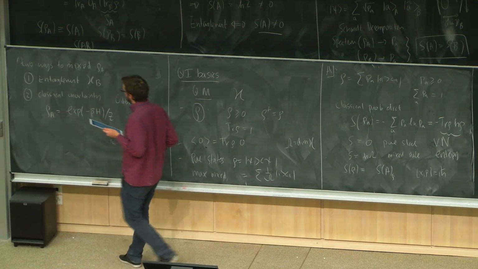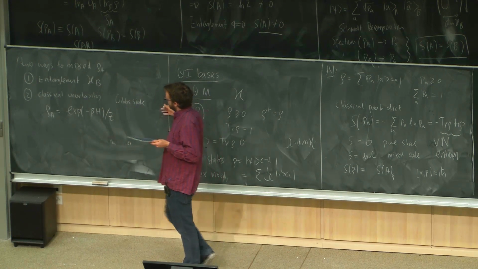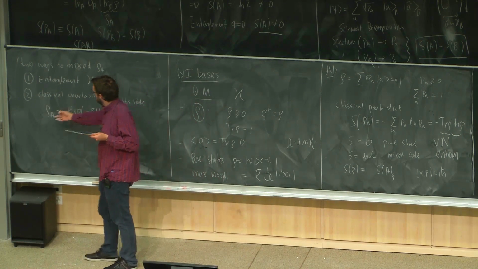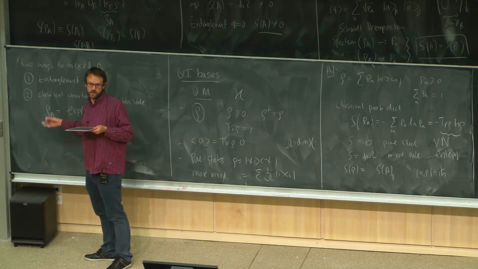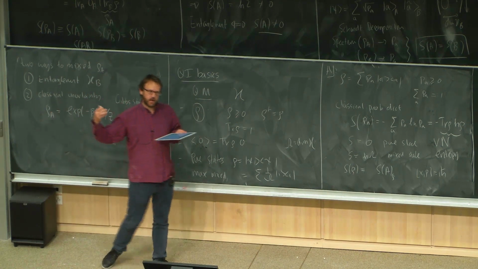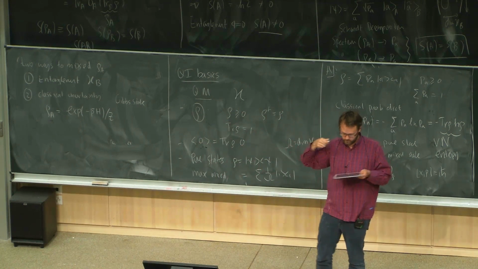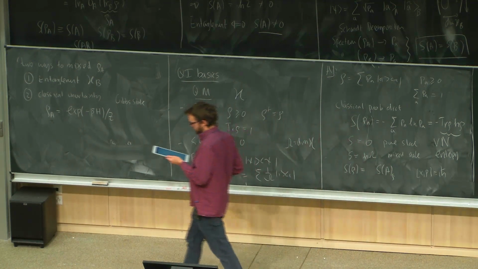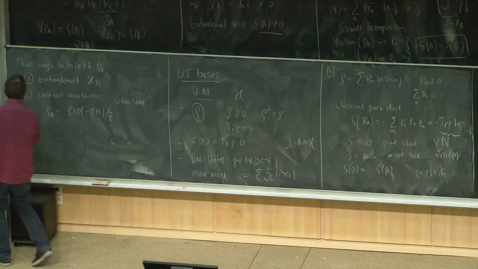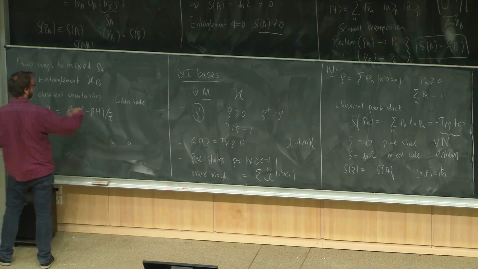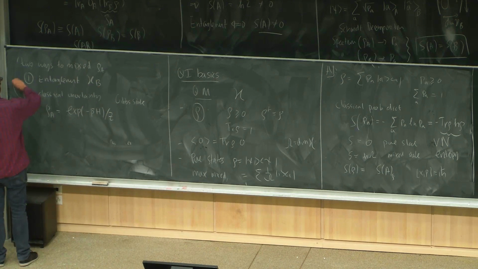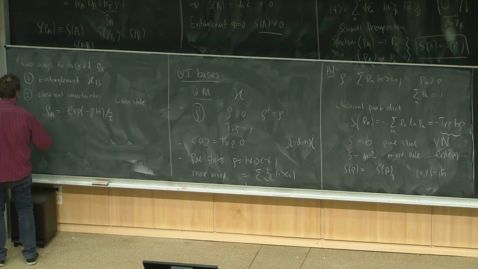But it turns out that even if your state was mixed because of classical uncertainty, you can think of this mixed state as arising from entanglement with a bigger Hilbert space. This is the notion of purification. I can always take one of these mixed density matrices and convert it into entanglement with something else. Purification.